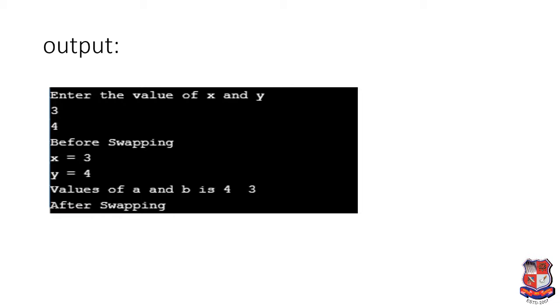So this is the basic output of it. Enter the value of x and y. I'm entering 3 and 4. So before swapping, it shows me 3, 4. And after swapping, it shows me 4 and 3. Okay. So that is your main concept like this. You can do the program of your swapping using a function.